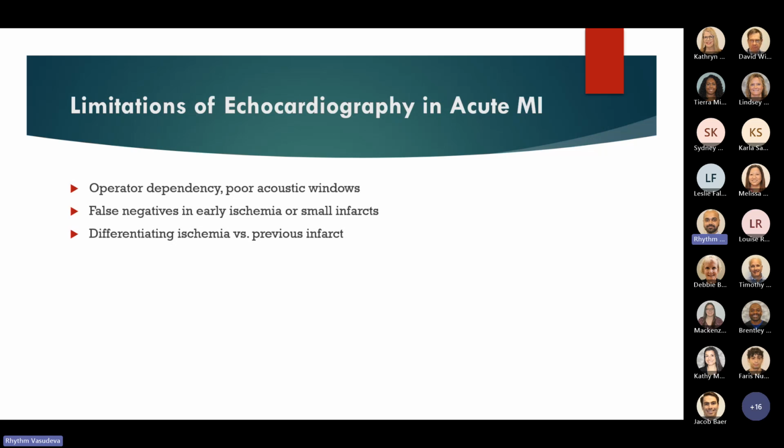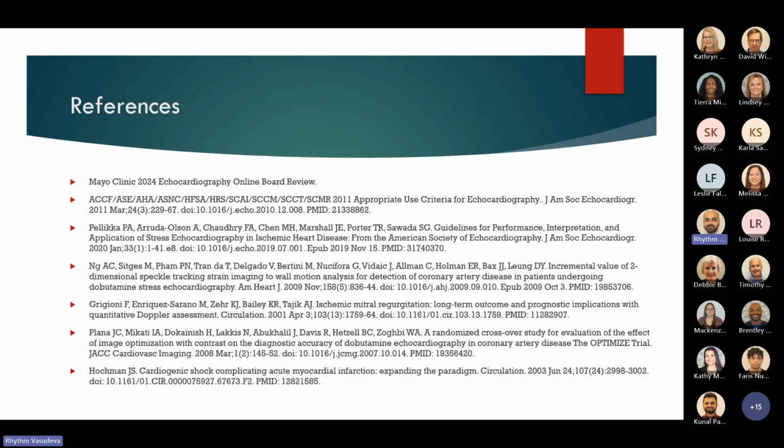Not all patients have good acoustic windows, and that's why we use things like strain, and strain not so much, but more contrast. False negatives in early ischemia or small infarcts. We talked about how strain imaging can help, but when you're doing a bedside echo, you might miss an early infarct, or a small or distal infarct with a territory that's hard to describe. And it can be hard to differentiate between ongoing ischemia versus a previous infarct. So again, your clinical presentation is what drives most of the things. Those are my references. Thank you.